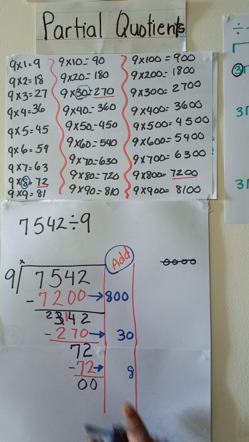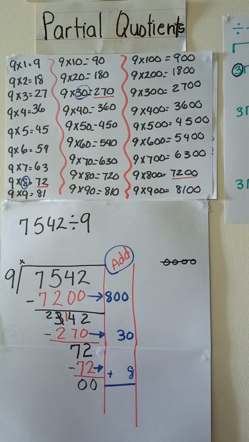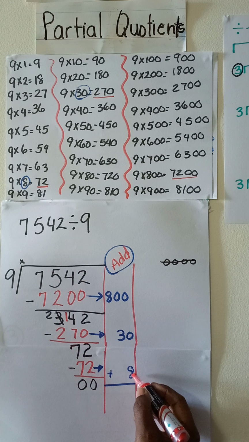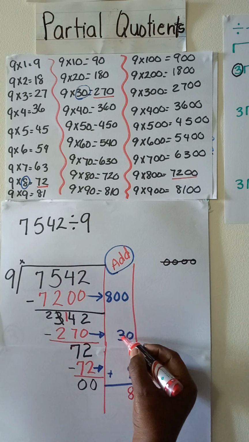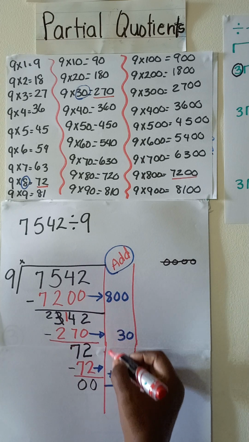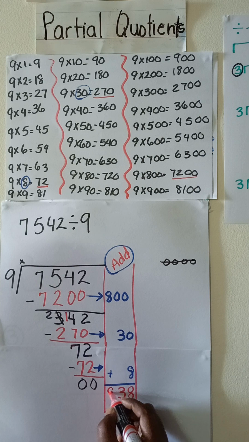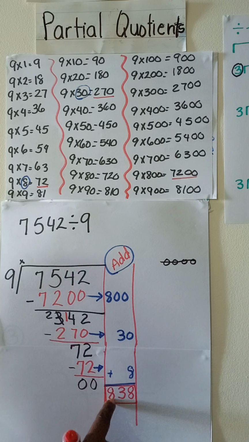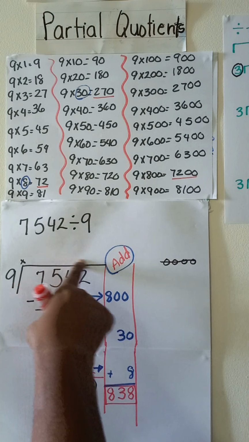Add. I'm going to add everything here in this column. Let's add together. 0 plus 0 is? Yes, 0. And 0 plus 8 is? Yes, 8. 0 plus 3 is? Yes, it is 3. And this 8. Do I have anything to add this 8 to? No, I don't. So I'm going to bring my 8 down. I'm going to put a square around this, so I know that this is my final answer.